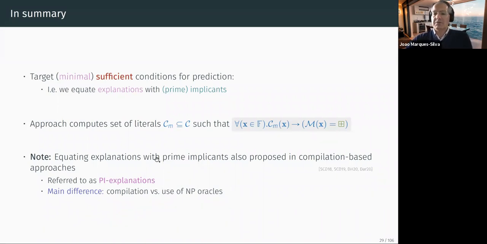Notice that we were not the only ones to think of this. We did it at the beginning of 2019, and some others did at the end of 2018. Equating explanations with prime implicants was proposed in compilation-based approaches. The idea there is fairly different from what we do in terms of how we put the procedure into practice. Whereas we use NP oracles, as I just showed, this alternative approach compiles the representation of a decision function and then finds a prime implicant. We are going to use throughout the talk the name PI explanation. Again, PI means prime implicant.